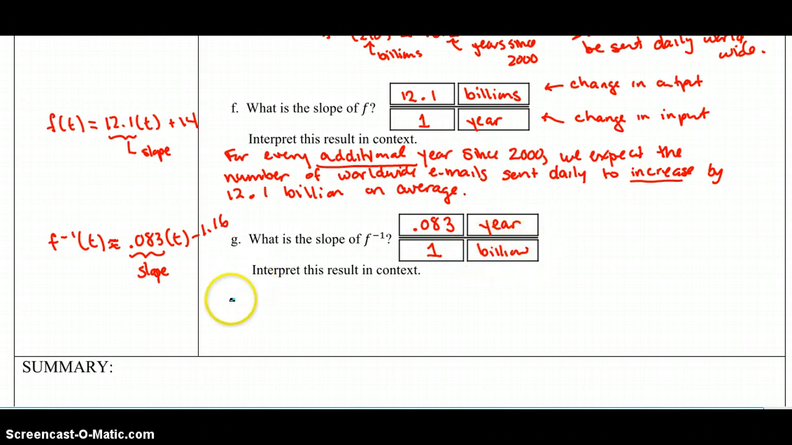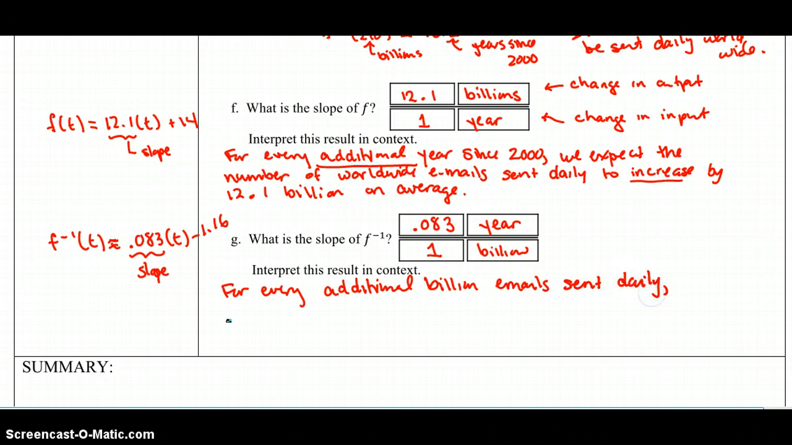So now this tells us for every additional billion emails sent daily, years since 2000 increase by 0.083 years on average.